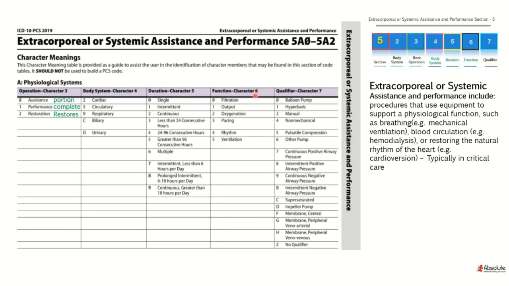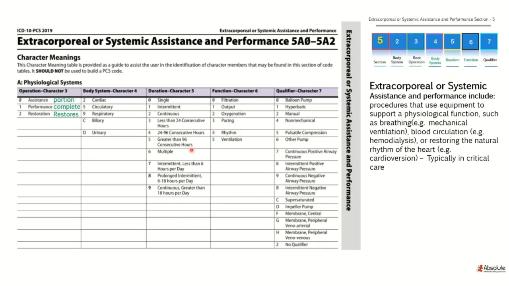Your 6th character is a function, and it could be filtration, output, oxygenation, pacing, rhythm, or ventilation. And finally, your 7th character, the qualifier. We've got some here: balloon pump, hyperbaric, manual, non-mechanical, pulsatile compression, other pump, continuous positive airway pressure, intermittent positive airway pressure, continuous negative airway pressure, intermittent negative airway pressure, supersaturated, impeller pump, membrane central, membrane peripheral, veno-venous, that's vein to vein, and Z, no qualifier.